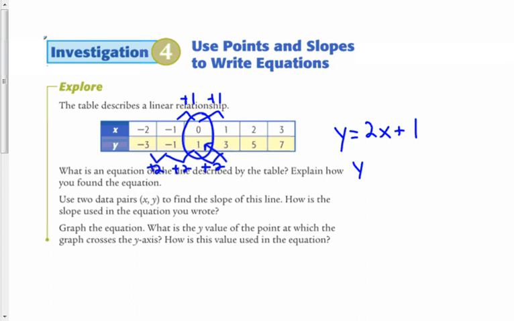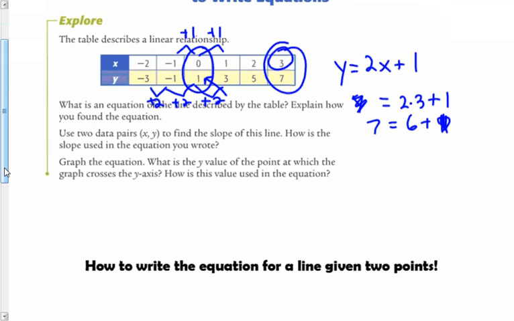And I can just check it real quick. With one of these sets of values, if I take this value here as my x, so if I do 2 times 3 plus 1, that's 6 plus 1, which is 7, my y value. So that works. Okay.